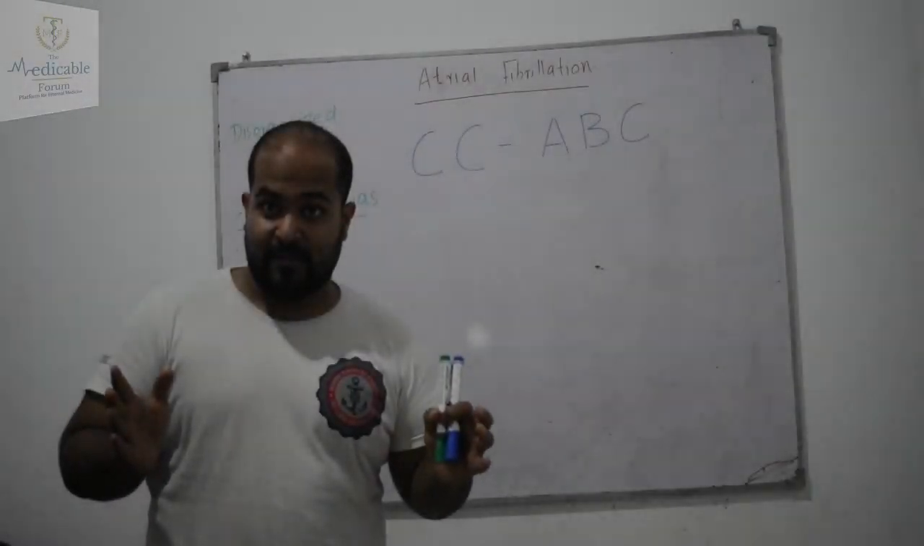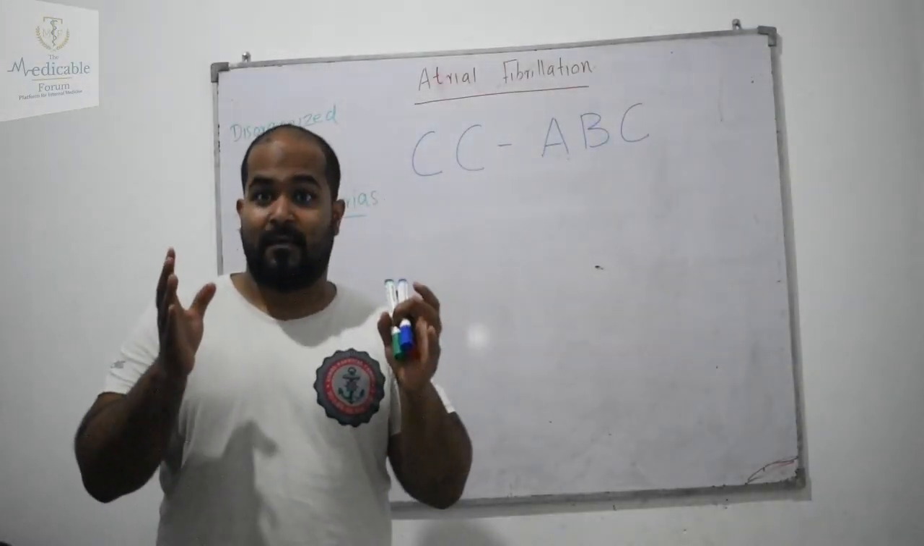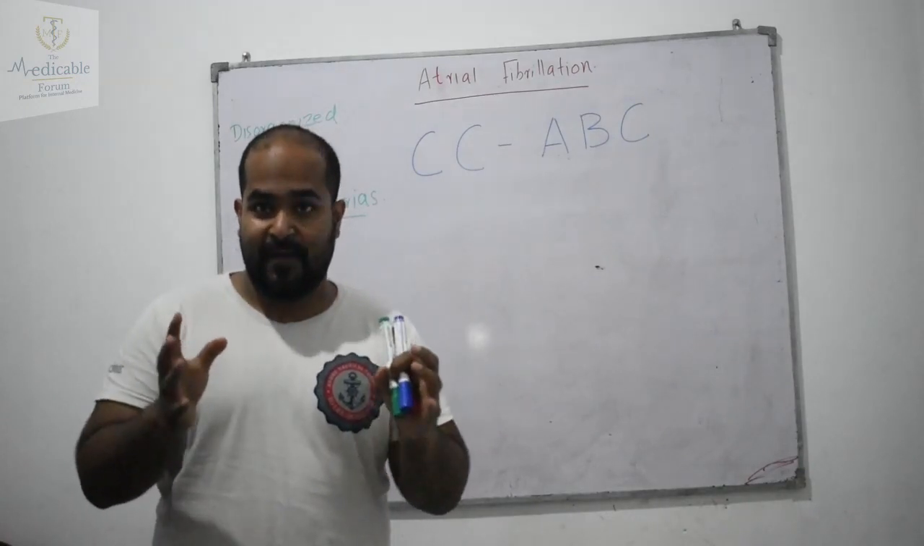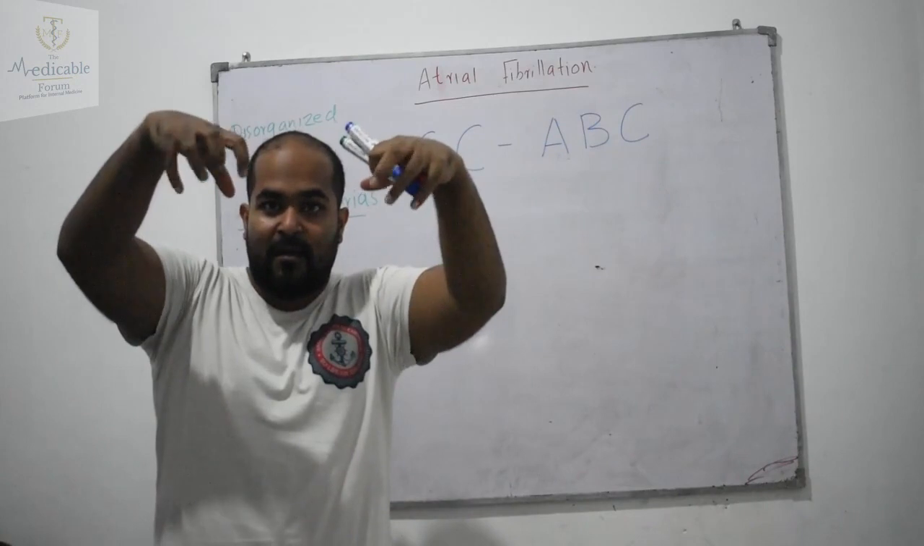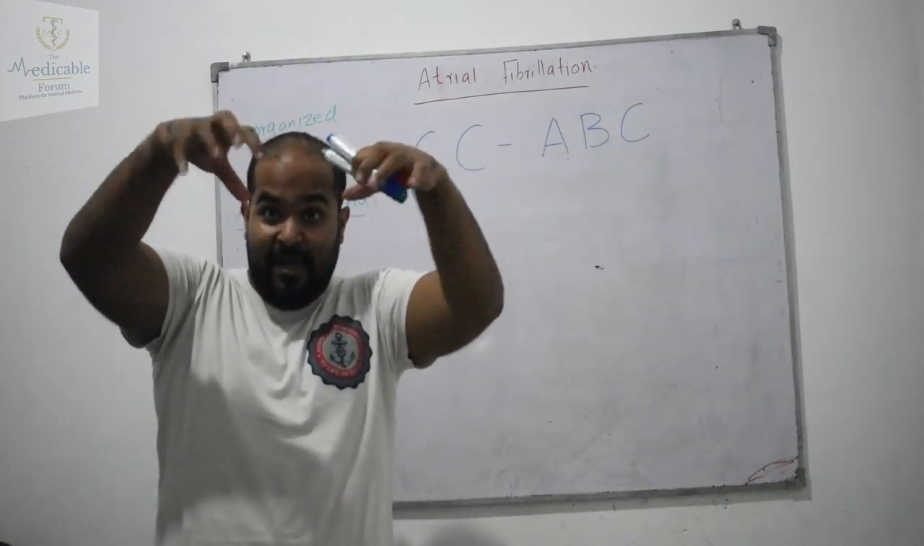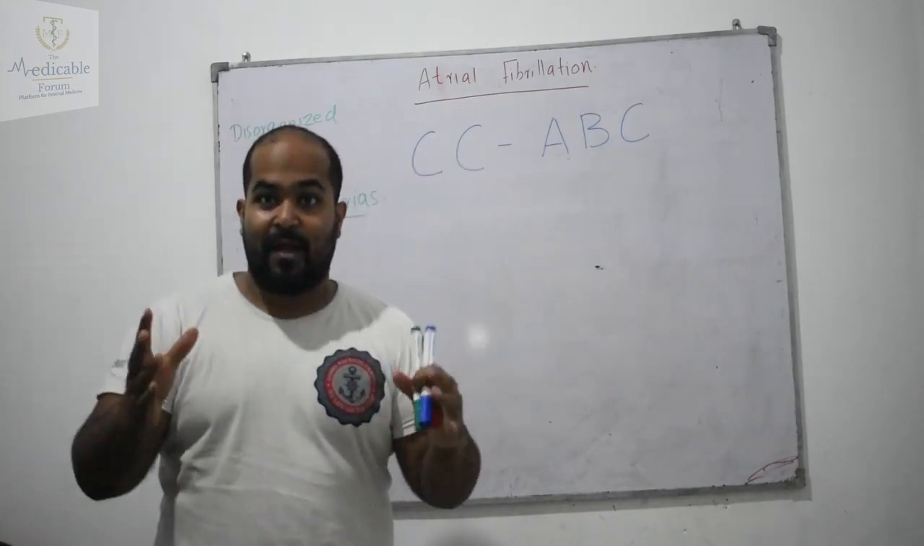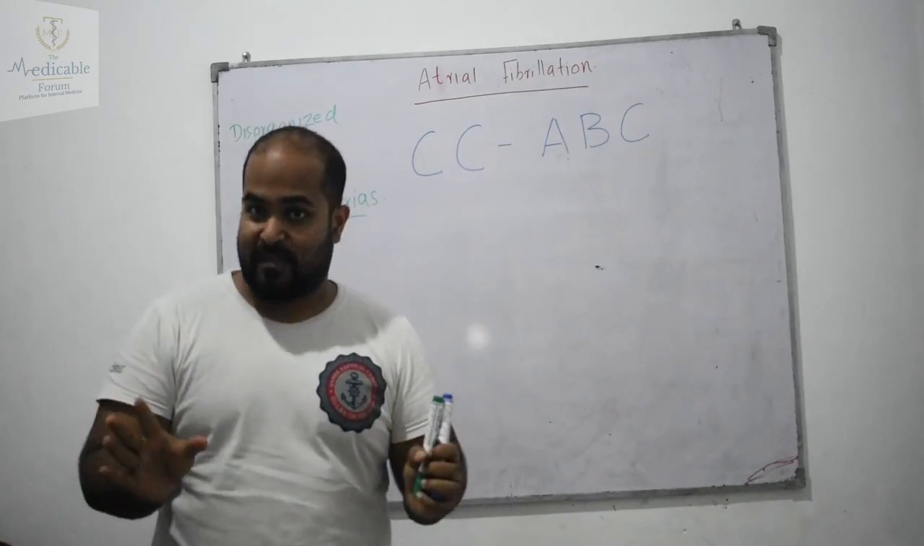Atrial fibrillation is actually a disorganized electrical activity of the atria. So basically your atria are contracting like this. They have no coordinated activity. Due to that, it can lead to so many circumstances.